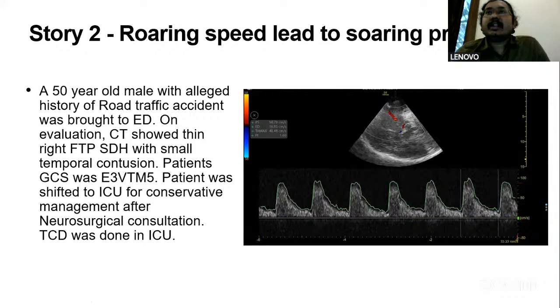data, once we admit a case of traumatic brain injury and do a baseline TCD, it gives us a fair idea of how the patient's trajectory and clinical course would be. So in this case, we managed aggressively, even though it is a small SDH with a small contusion. These are very tricky to manage because contusions tend to develop surrounding edema and cause a rise in ICP. So aggressive osmotherapy was given for this case.